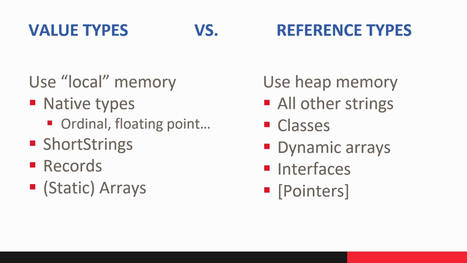I mean, pointers are just a pointer, so a pointer can refer to local memory as well. But if you are creating an object through a pointer, allocating the memory for the data structure, then it's going to use heap memory.